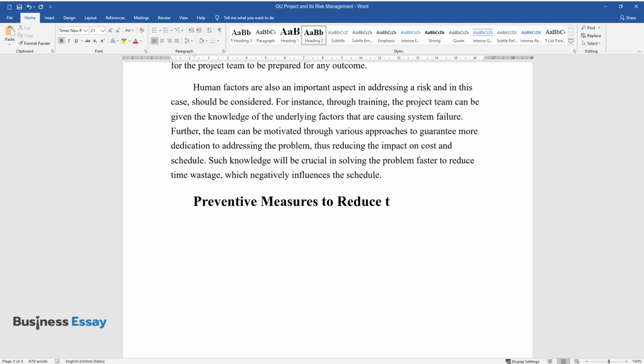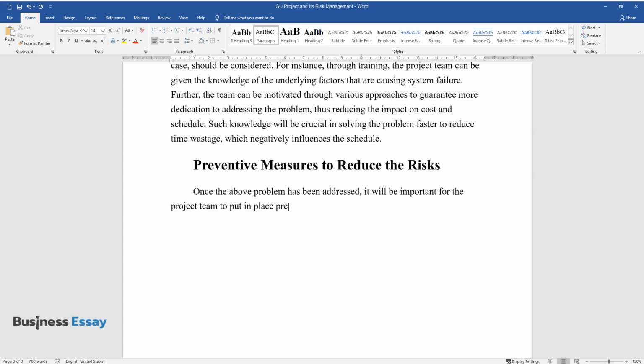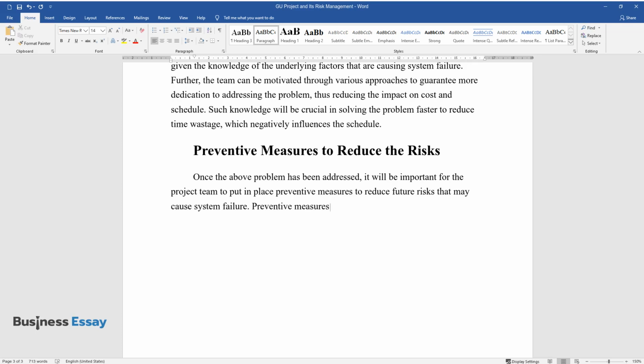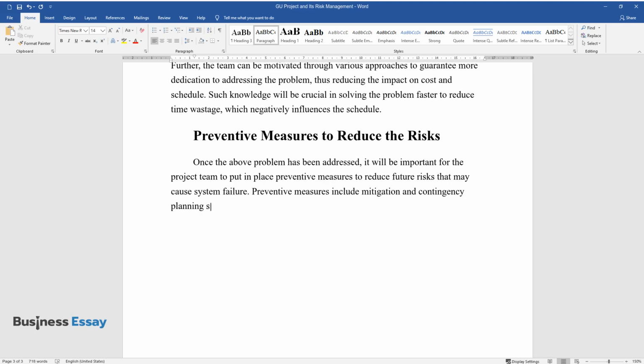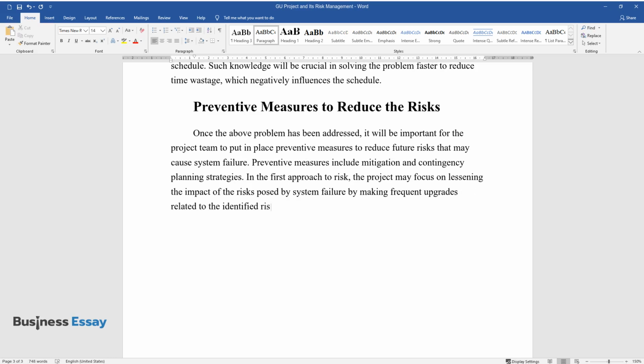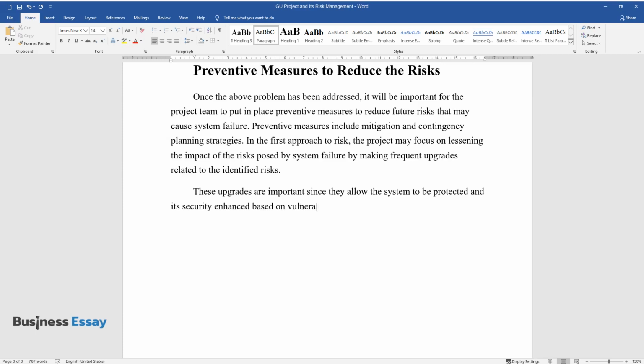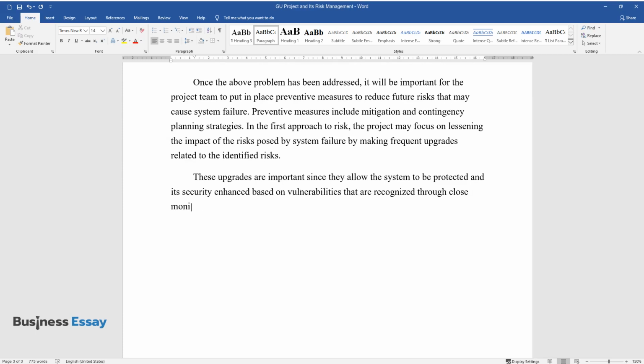Preventive measures to reduce the risks. Once the above problem has been addressed, it will be important for the project team to put in place preventive measures to reduce future risks that may cause system failure. Preventive measures include mitigation and contingency planning strategies. In the first approach to risk, the project may focus on lessening the impact of the risks posed by system failure by making frequent upgrades related to the identified risks. These upgrades are important since they allow the system to be protected and its security enhanced based on vulnerabilities that are recognized through close monitoring of the system.